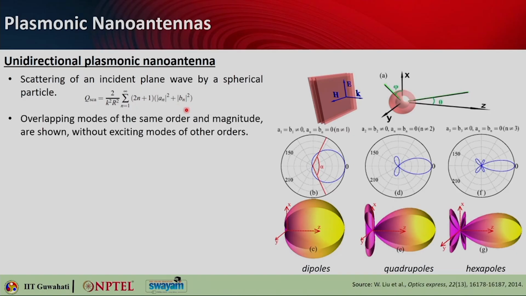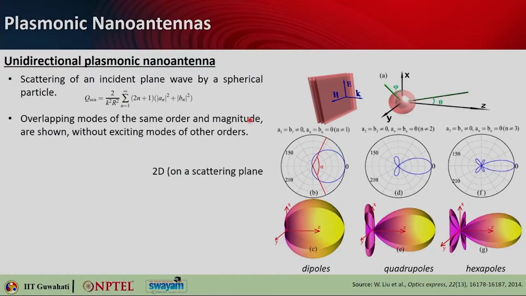So, if you think of making it unidirectional, the first important thing is that you have to ensure that you get an overlap of the same order of the electric and magnetic modes, and they are also of the same magnitude. That is how you will get unidirectional scattering. So, this is one example of that.